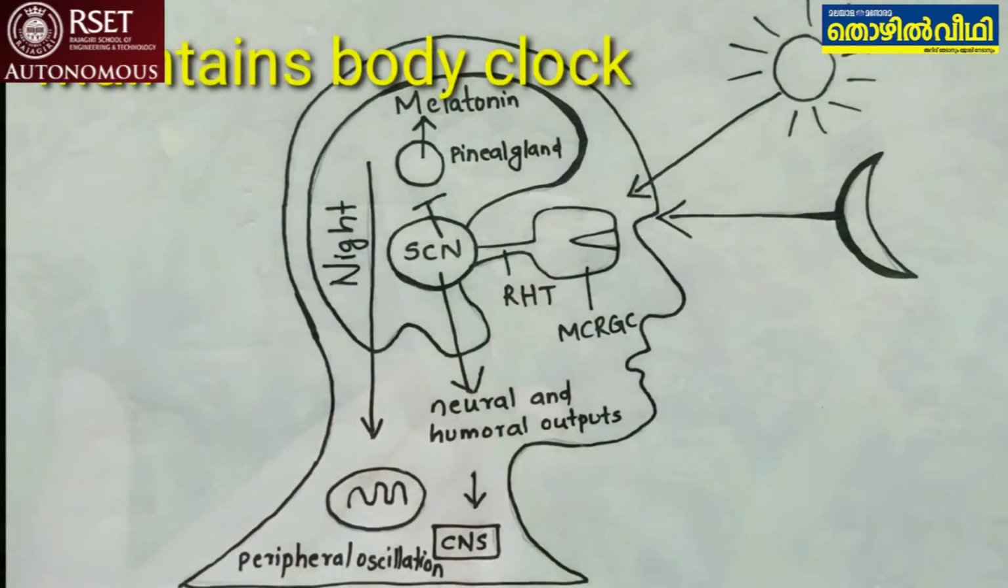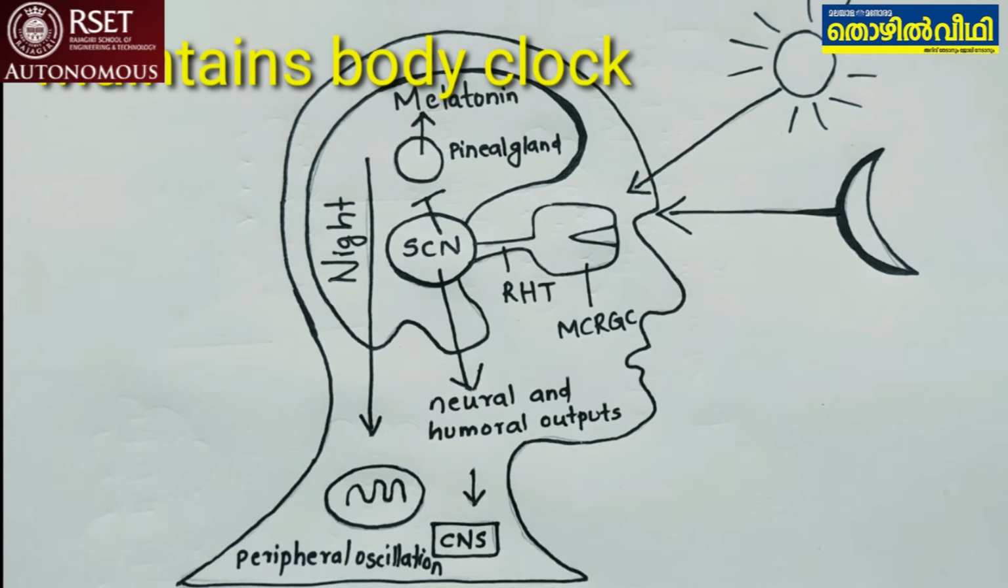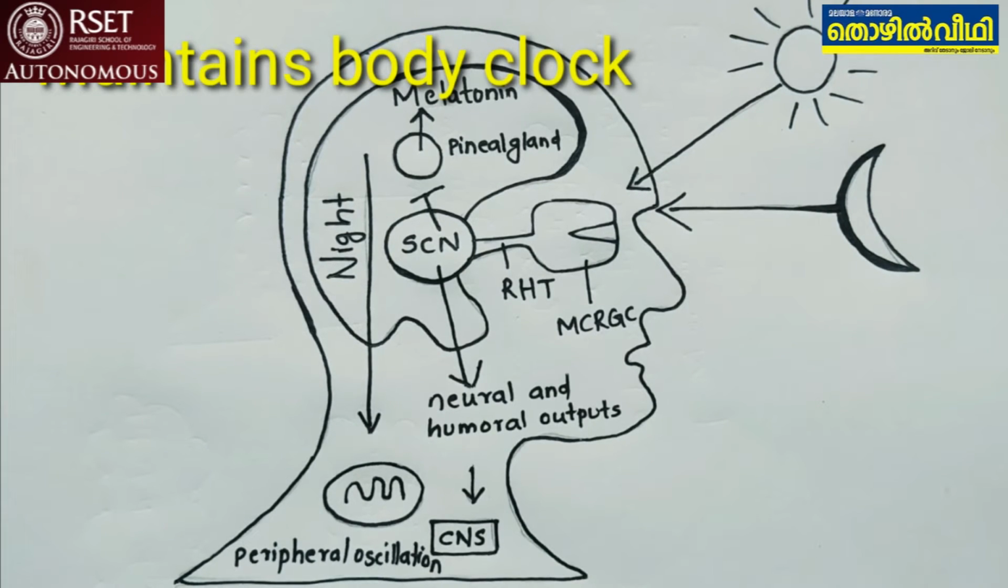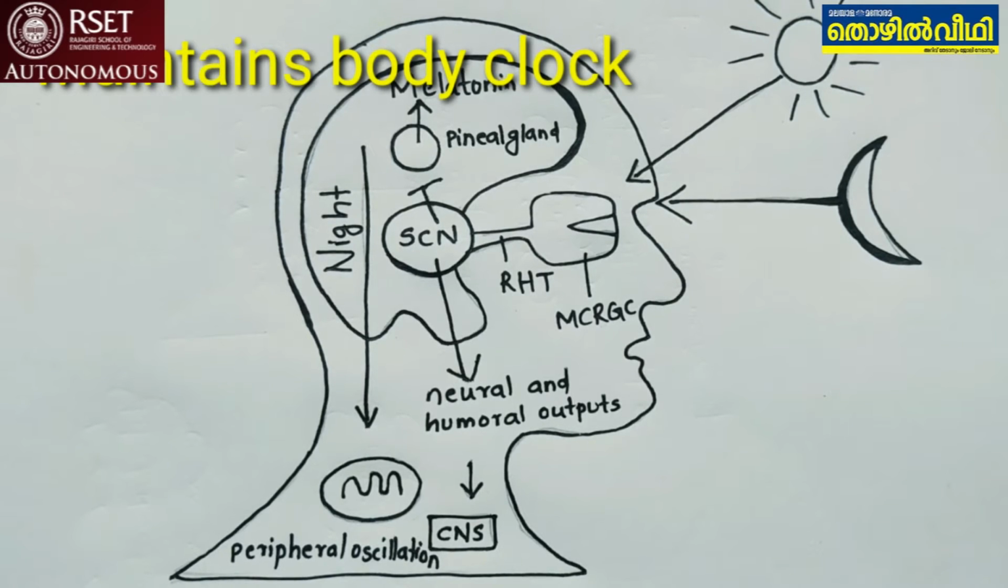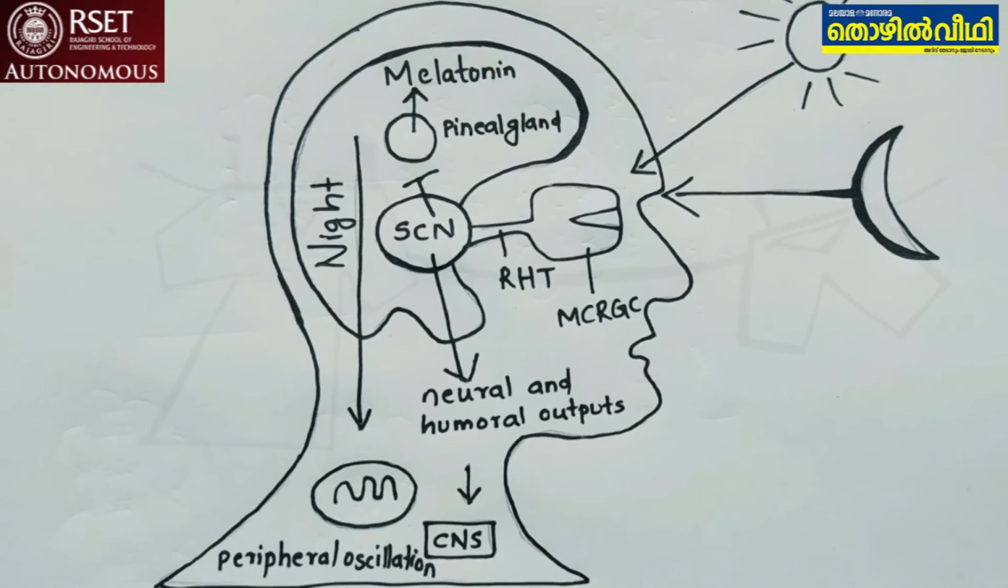The light maintains the body clock. Every day light keeps plants and animals ticking with time. There is a clock inside both plants and animals which keeps them active during the day and relaxed at night. This clock is controlled by light.